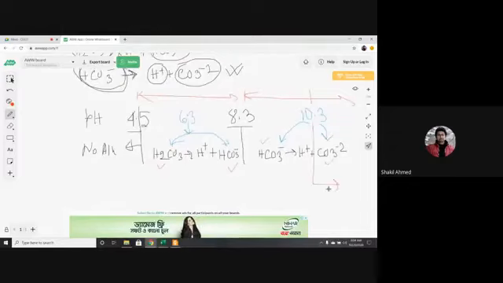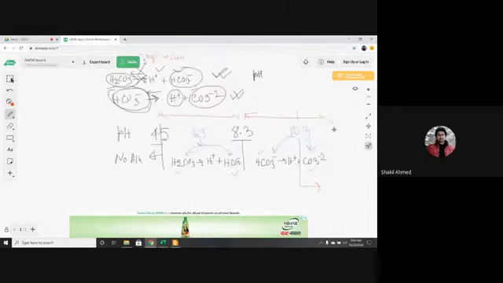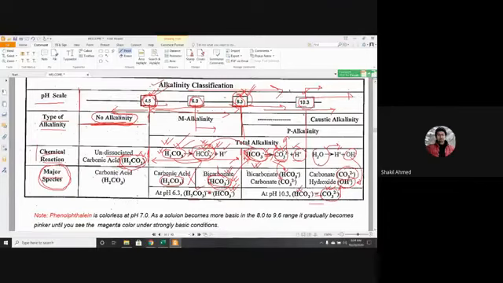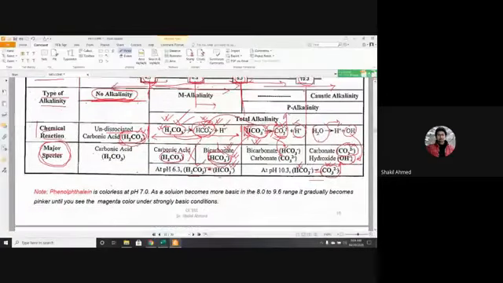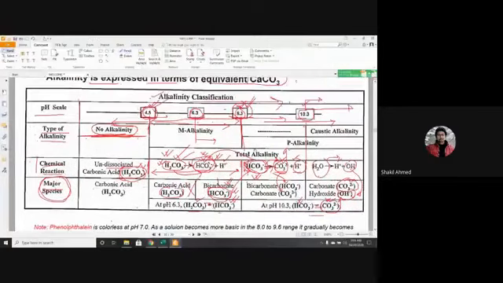Beyond 10.3, H2O dissociates, so you will get carbonate ion and hydroxyl ion, CO3 2-, and beyond that. That's it. Okay? It's very important to know. Now look at this table.